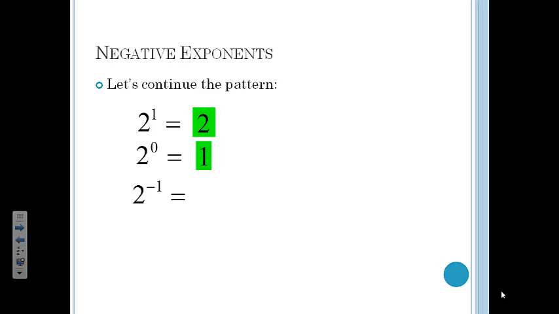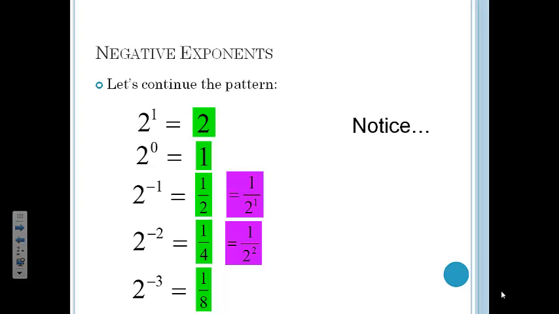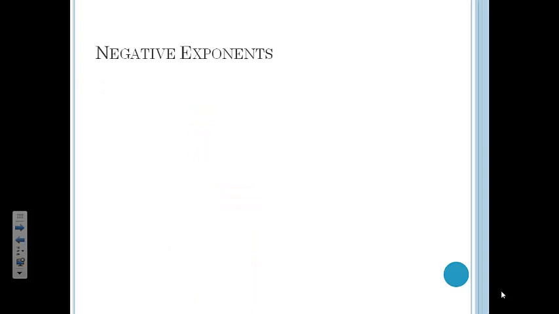2 to the negative 1, it's 1/2. 2 to the negative 2, it's 1/4. We are dividing by 2 each time. 2 to the negative 3, that's 1/8. So notice that 2 to the negative 1 is equal to 1/2, which is 1 over 2 to the 1. 1/4 is 1 over 2 squared. 1/8 is 1 over 2 cubed. So that leads us to a rule.